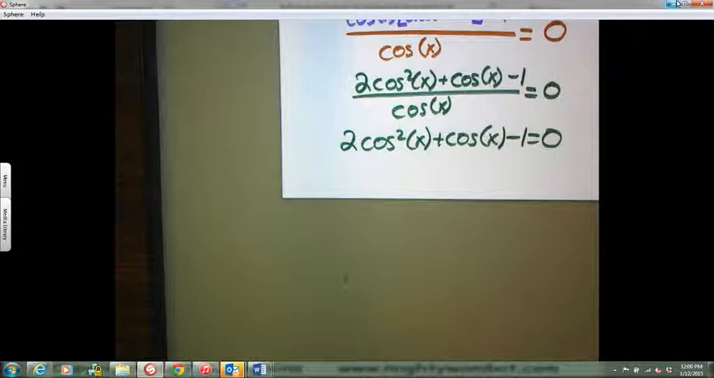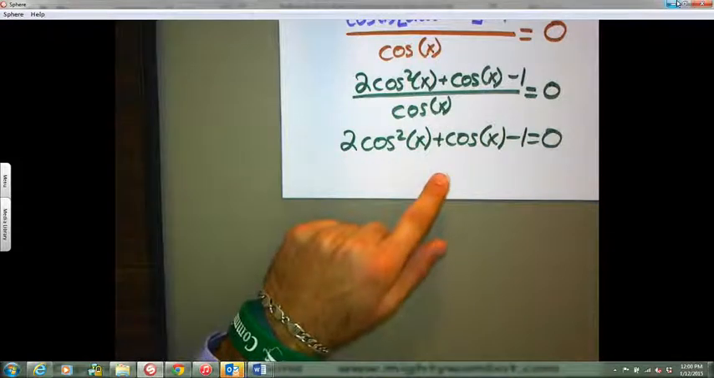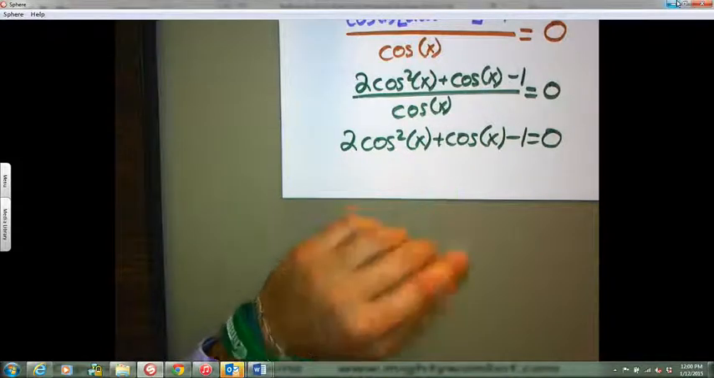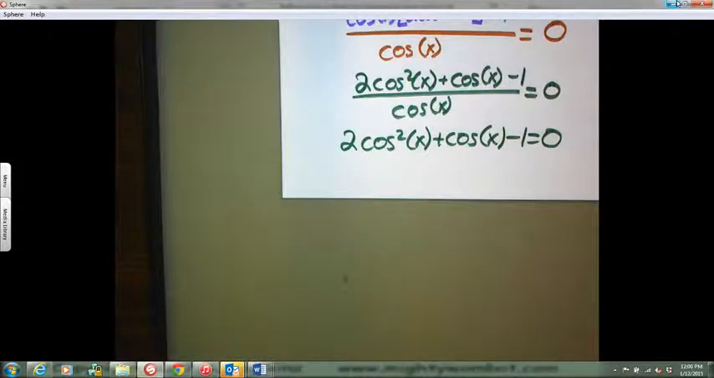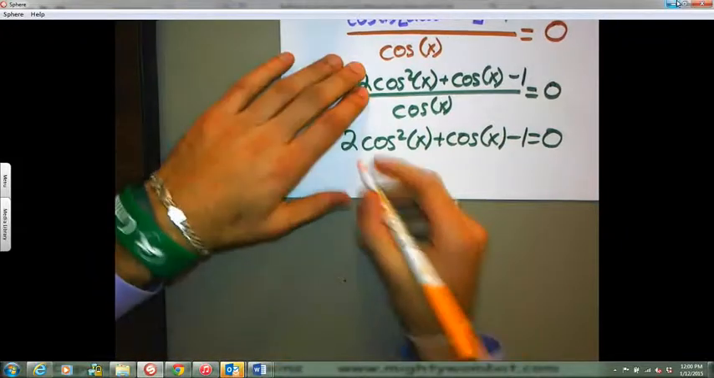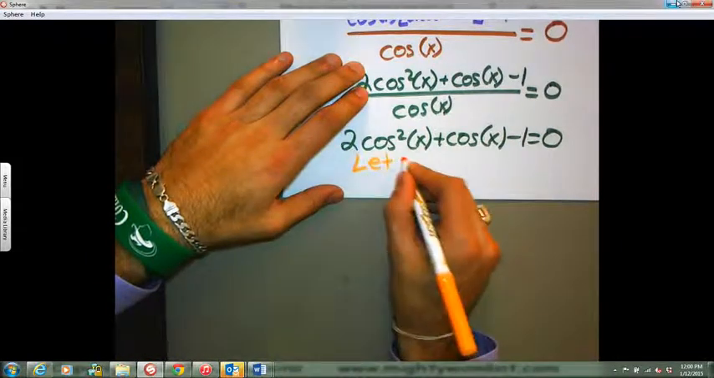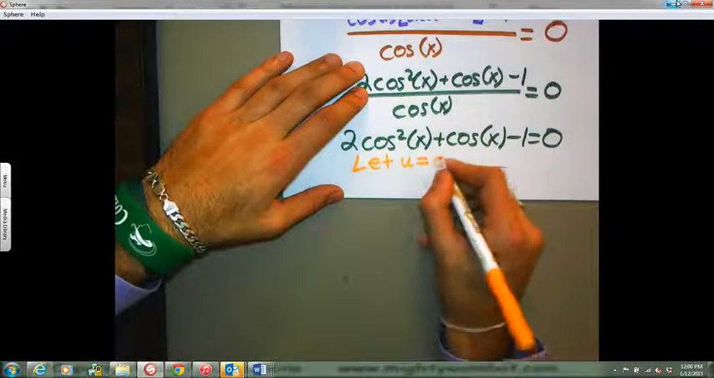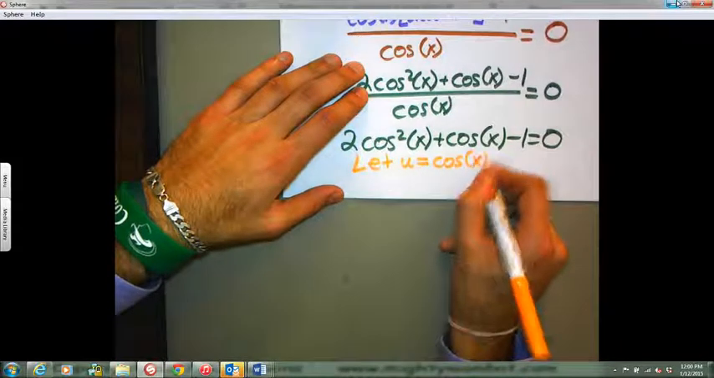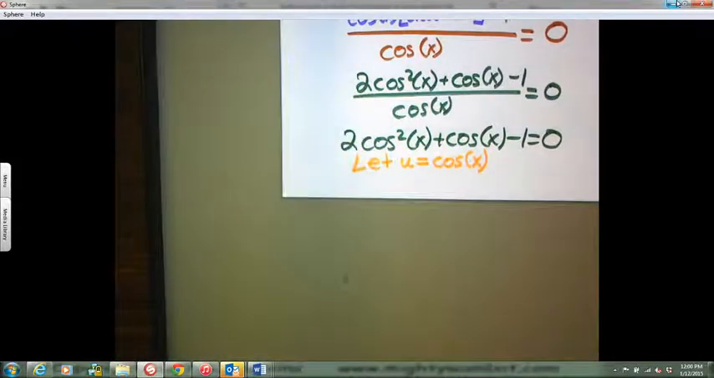Some people in this room automatically know how to solve this using factoring. If this looks problematic, I would do the following. Let u equal cosine of x. This is called u substitution. We talked about this last week.